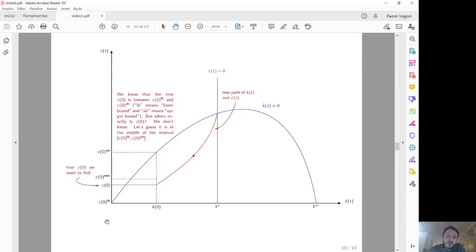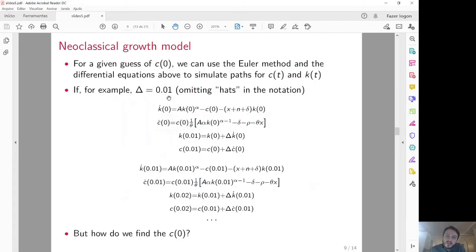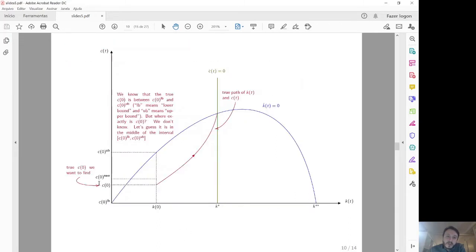Okay, just the average or the midpoint of the interval. After we have this guess, we are going to simulate a path of consumption and capital starting from this point here, C0 and K0. To do this, we just use the Euler method that we just described. Since the guess that we made for initial consumption is higher than the true one, we're going to simulate the paths of consumption and capital, but at some point in time, we're going to notice that capital will start decreasing.